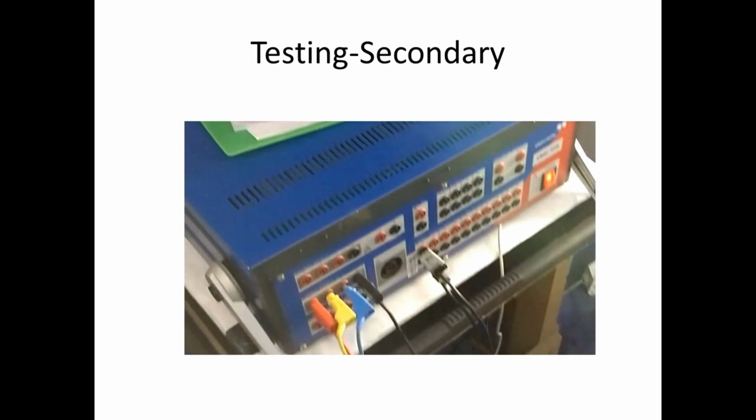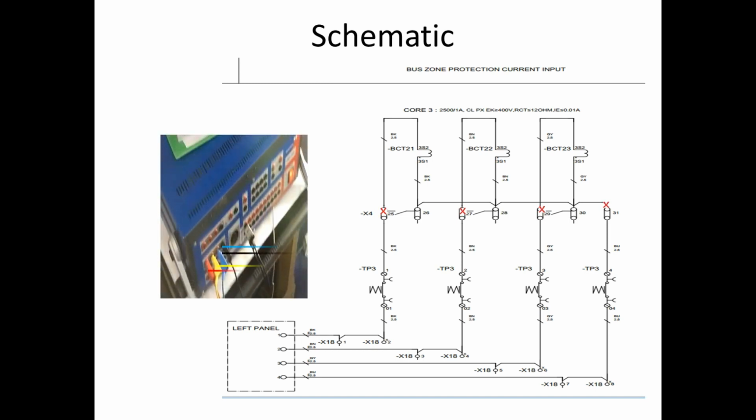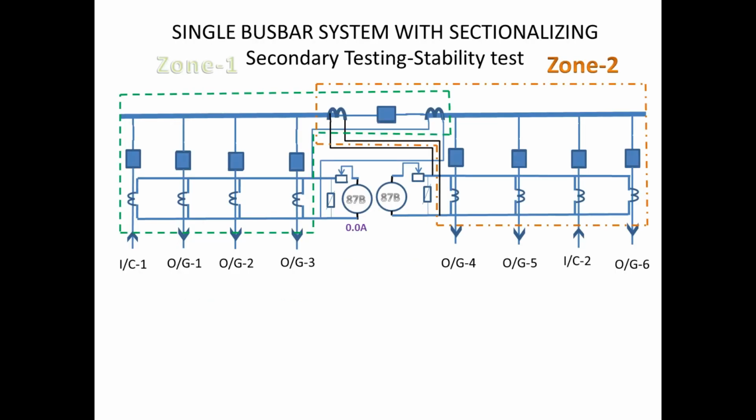Now we can check the secondary testing. Before going to the secondary testing, we see the schematic first. Here I have to isolate all CT short links and the corresponding current cable has to be connected to the terminal, and also we have to make a tripping feedback to the relay, and here also we have to make a loop to the series resistor. Now we can go for testing.